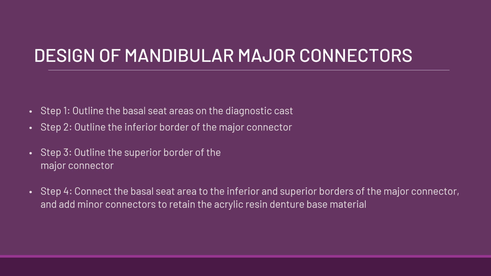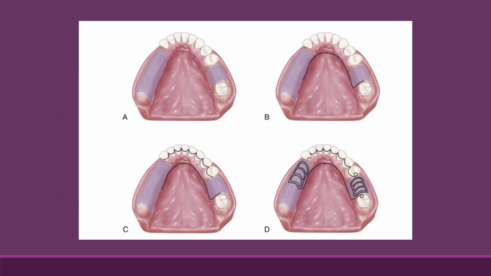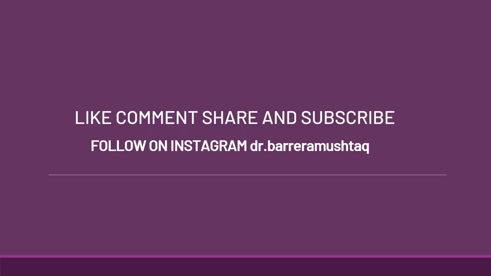I'm going to explain this on the picture as well. Here is the picture. You first outline your basal seat areas where you're going to put your artificial teeth. Then you outline the inferior border of the major connector. Then you outline your superior border of the major connector, and then you connect all these areas with the help of a minor connector. After connecting all that, you pour your acrylic resin to make your denture. So that'll be all.